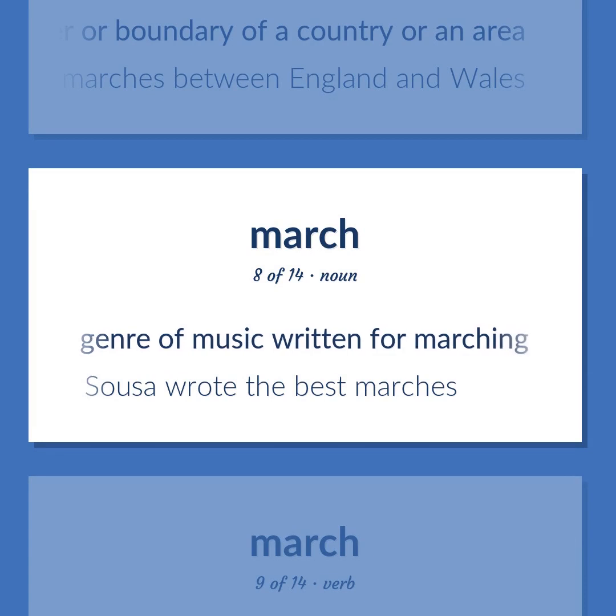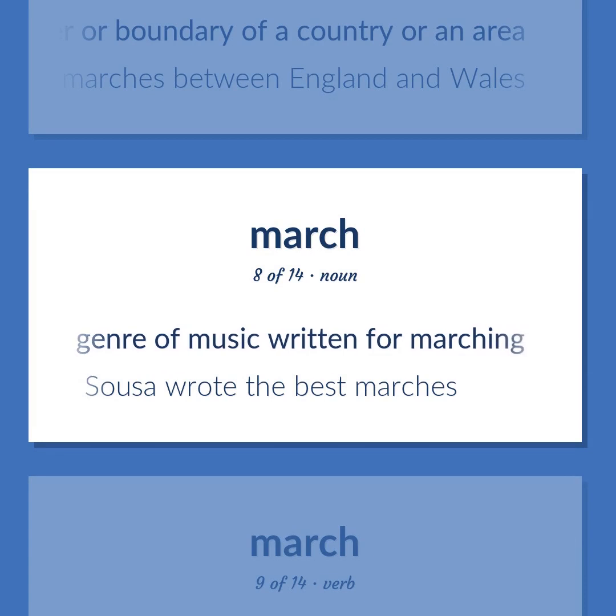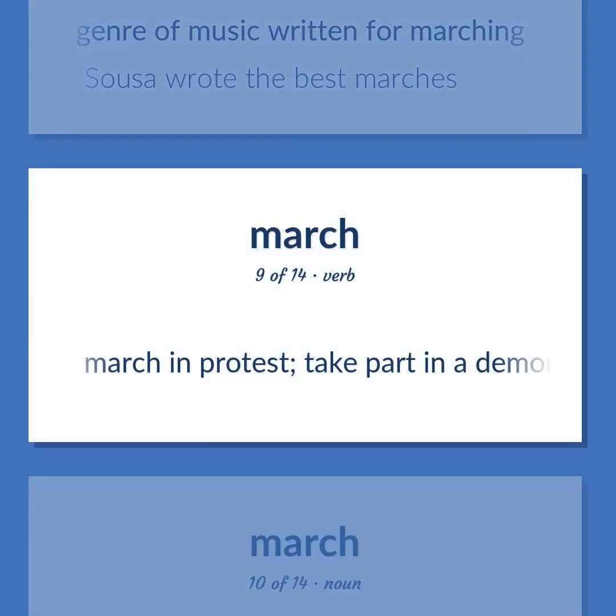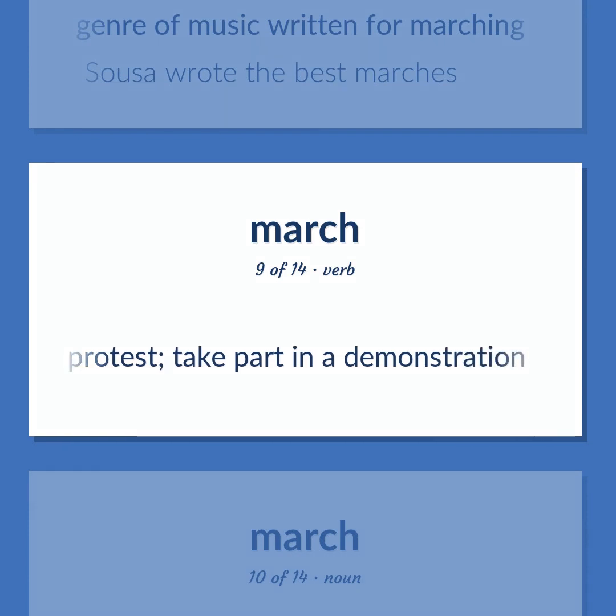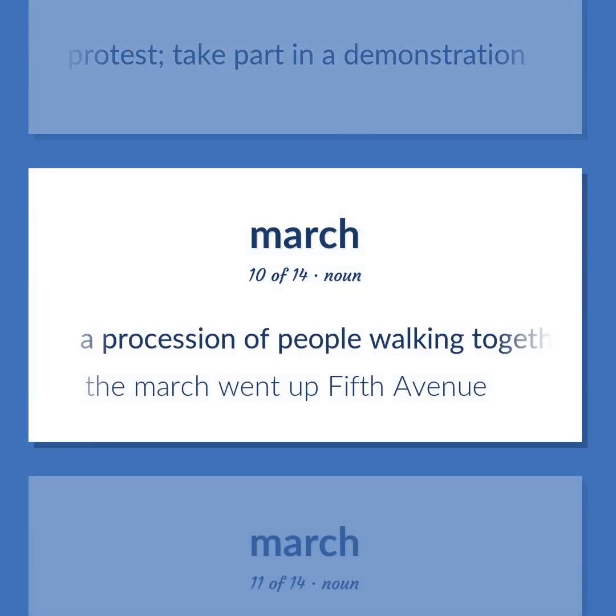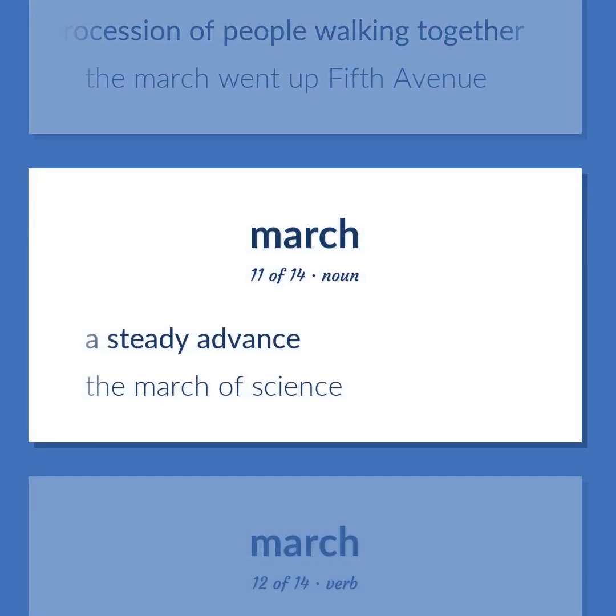Genre of music written for marching. Sousa wrote the best marches. March in protest. Take part in a demonstration. A procession of people walking together. The march went up Fifth Avenue. A steady advance. The march of science.